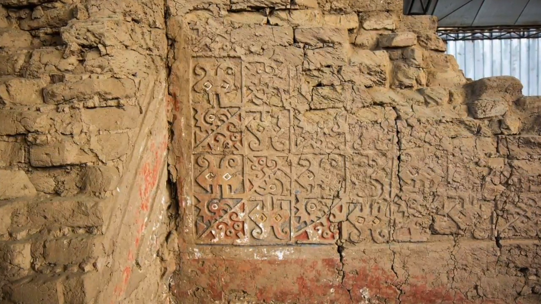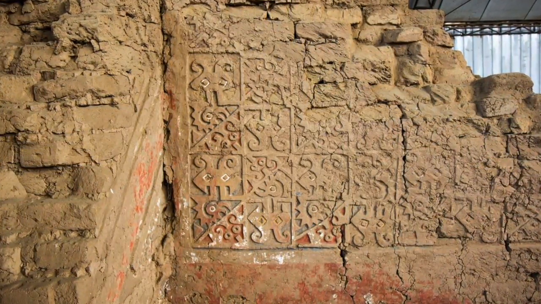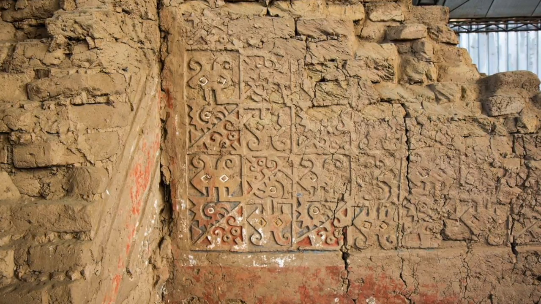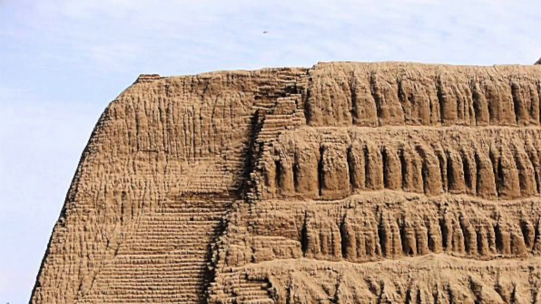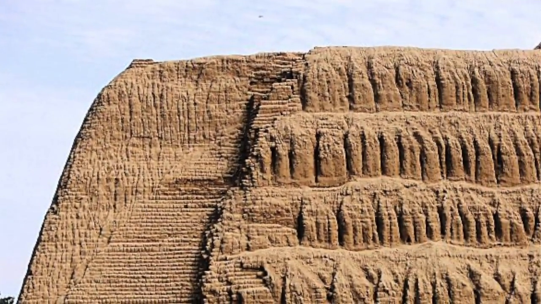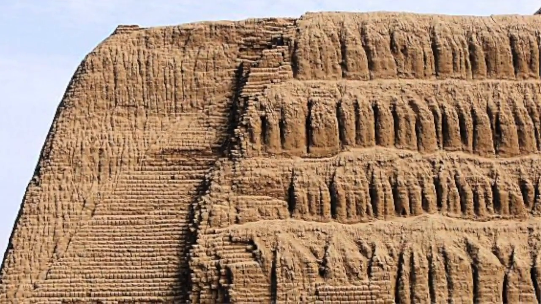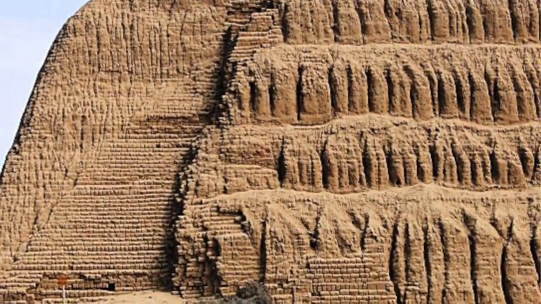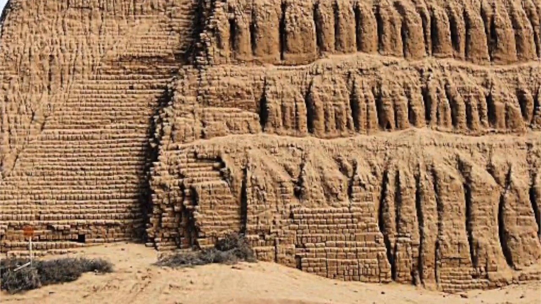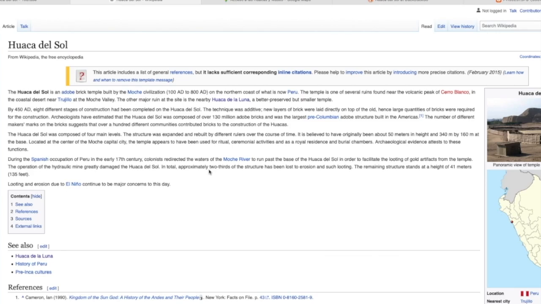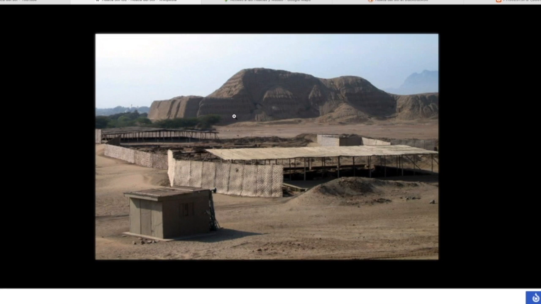And then they tell us that during the Spanish occupation in Peru in the 17th century, the colonists redirected the waters of the Moche River to run past the base of the temple to facilitate the looting of gold artifacts. So there we go. Gold artifacts, just partial truths. So there are mud and grass building people, but then they have gold artifacts. That makes sense. They're building 3-story buildings, and this doesn't look like 3 stories. This looks a lot bigger than 3 stories.